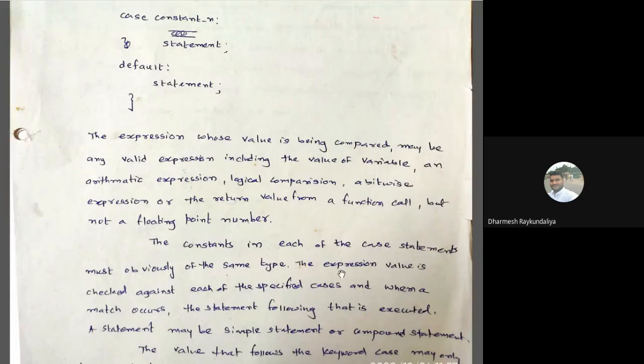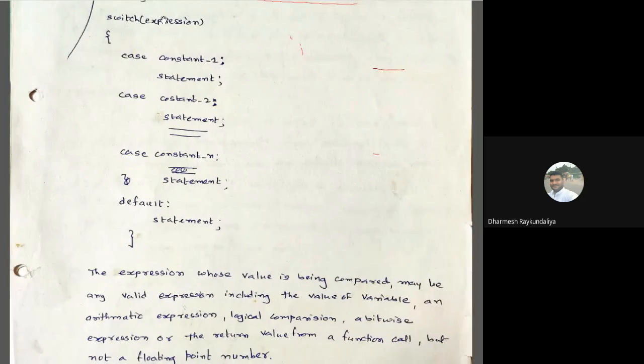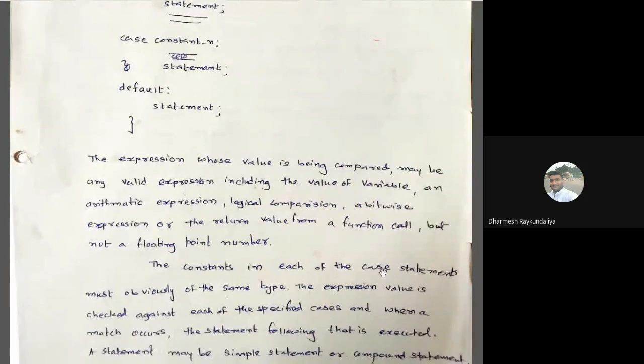The constants in each of the case statements must obviously be of the same type. So here, whatever expression you have given, this constant is an integer. So of course all these constants are integers. If they are characters, they are all characters. It is not like this one is an integer and this one is a character. The constants in each of the case statements must obviously be of the same type.